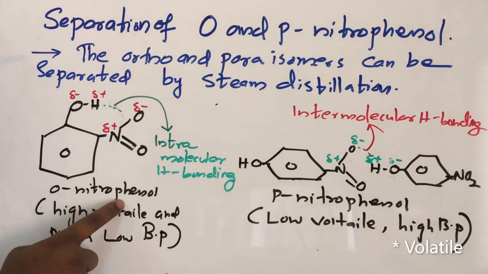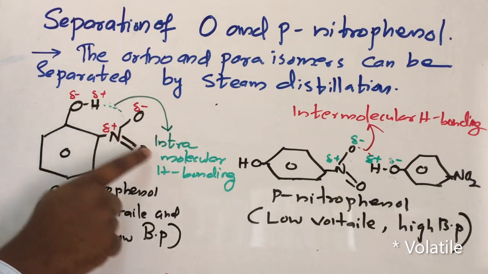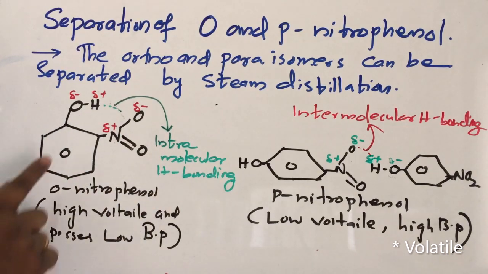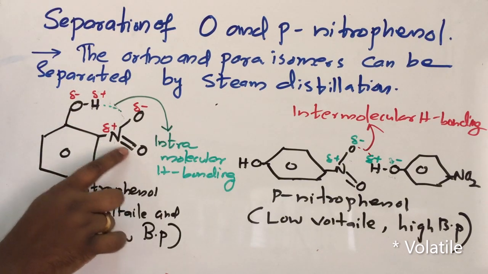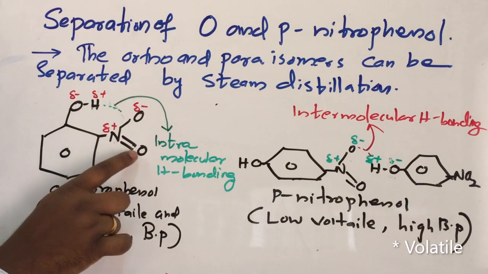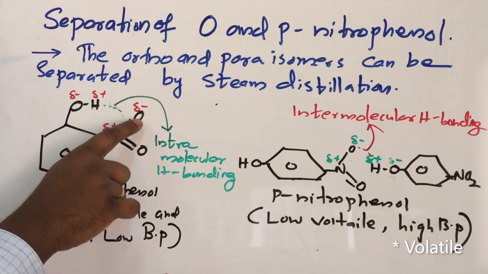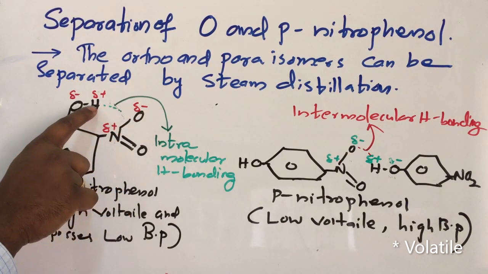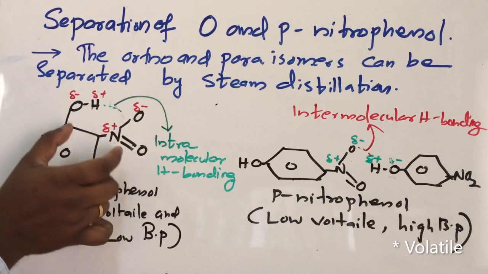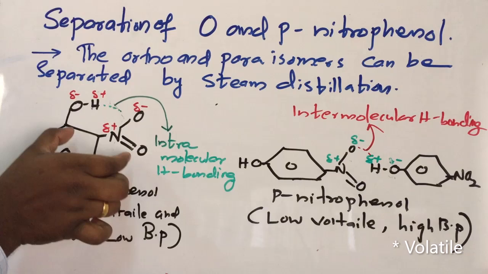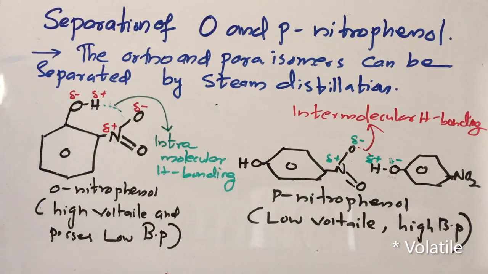In ortho-nitrophenol, the OH group and NO2 group are held together by intramolecular hydrogen bonding. In OH, O is delta negative and H is delta positive. In NO2, this is the actual structure: N double bond O, N single bond O. In NO2, N is delta positive and O is delta negative. So there is an attraction between H and O. The attraction happens within the molecule, so the hydrogen bonding occurs within the molecule. This is called intramolecular hydrogen bonding.